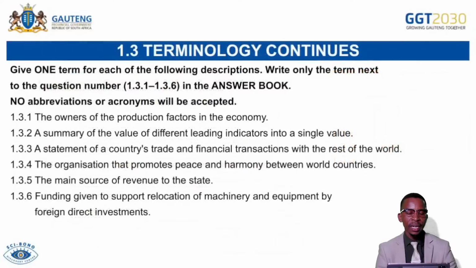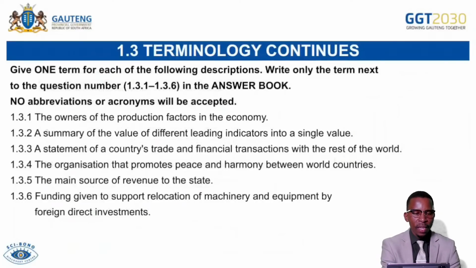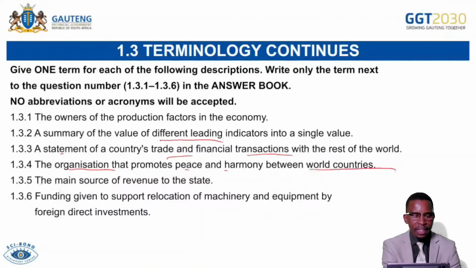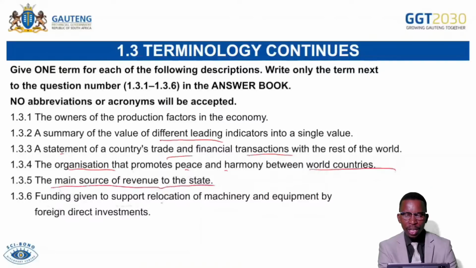Then we want to check another definition that are showing you that we don't take abbreviations. Should you give abbreviations, you will get it wrong. So the owners of factors of production in the economy. A summary of the value of different leading indicators into the single value. A statement of the country's trade and financial transaction with the rest of the world. The organization that promote peace and harmony between world countries. The main source of revenue for the state. The funding given to support relocation of machinery and equipment by the foreign direct investments.